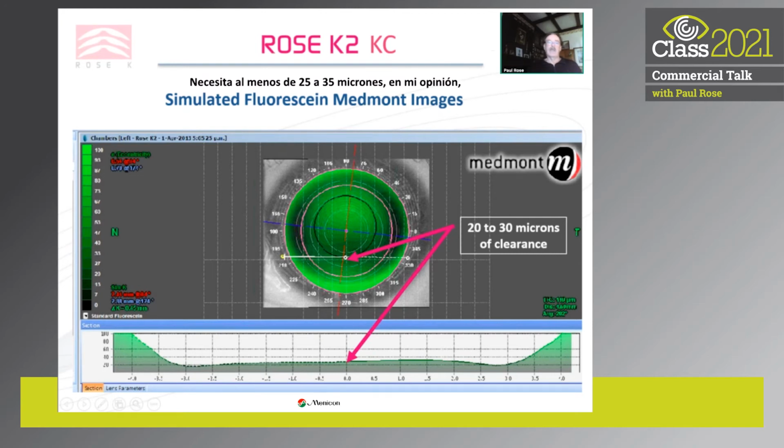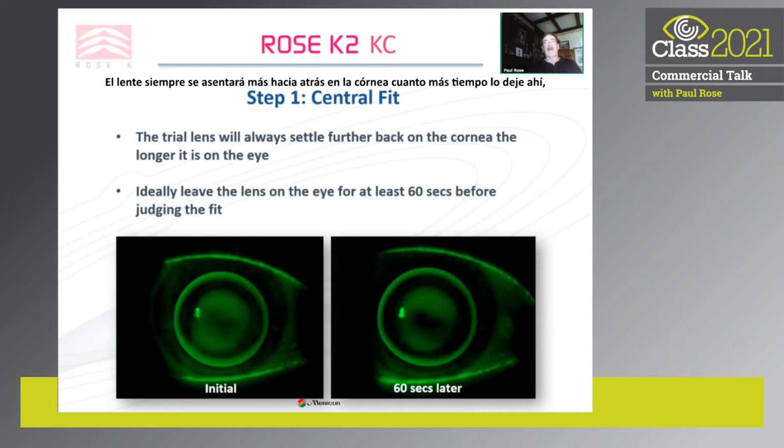You need at least 25 to 35 microns, in my opinion, of fluorescence to actually get fluorescence. So when we're talking about feather touch, we don't actually have touch. We still have around 20 to 25 microns of tear film at that point. The lens will always settle back further on the cornea the longer you leave it there, so you should leave it until the lens settles, at least 60 seconds. I like to use anesthetics if you're able to. It just shortens the time and makes it more comfortable for the patient.